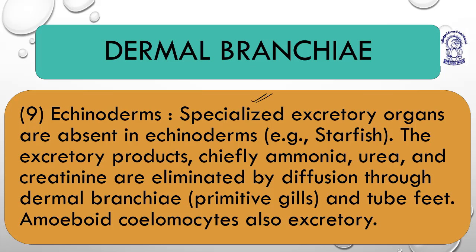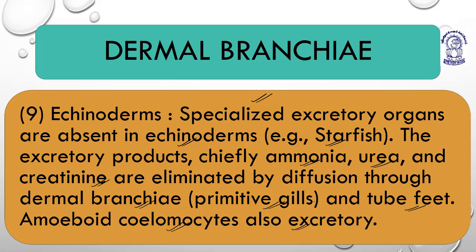Echinoderms, for example starfish, lack specialized excretory organs. The excretory products, chiefly ammonia, urea, and creatinine, are eliminated by diffusion through dermal branchiae or primitive gills and the tube feet system. Amoeboid coelomocytes are also excretory in nature.